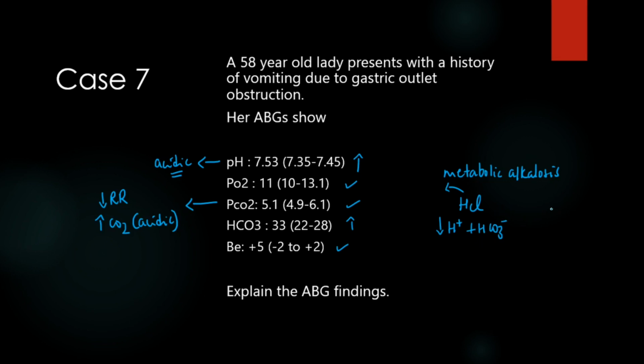Dehydration secondary to vomiting will trigger the renin-angiotensin-aldosterone system. Aldosterone is going to cause absorption of sodium ions at the expense of losing hydrogen ions in your urine and making it more acidic. So I hope that makes sense.